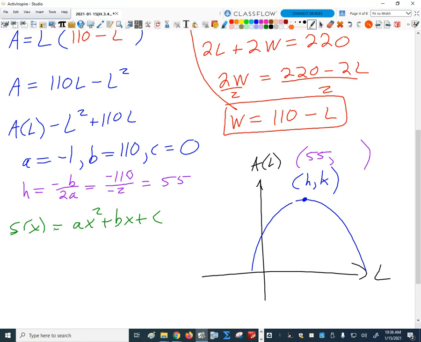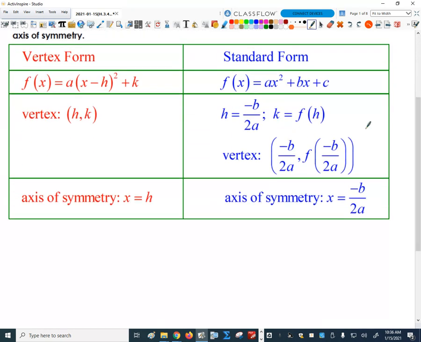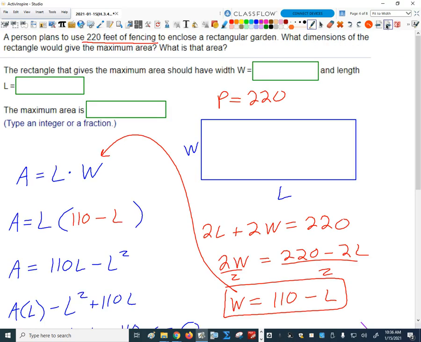How would I figure out what the output is? How would I decide on the output here? Okay. Dawson, you remember? How do I find K after I find H? I just plug it in, right? To find K, I just evaluate the function at H. So we'll do that.